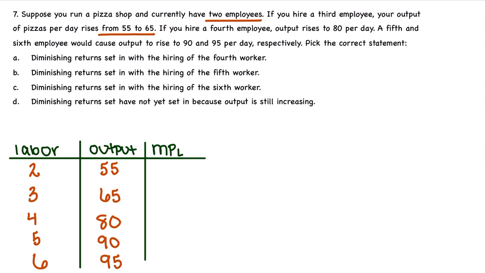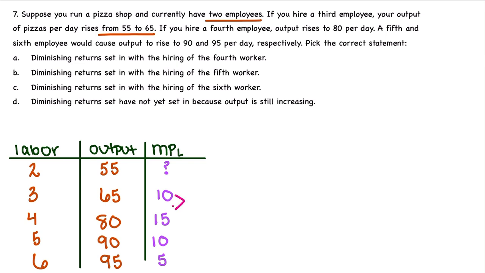So it wants to know about our diminishing returns. If we look at our answer choices, we need to calculate our marginal product of labor. So our first one, we're not actually sure since we don't know what came before it. But from 55 to 65, we went up by 10. 65 to 80, we went up by 15. 80 to 90, 10. 90 to 95, 5.